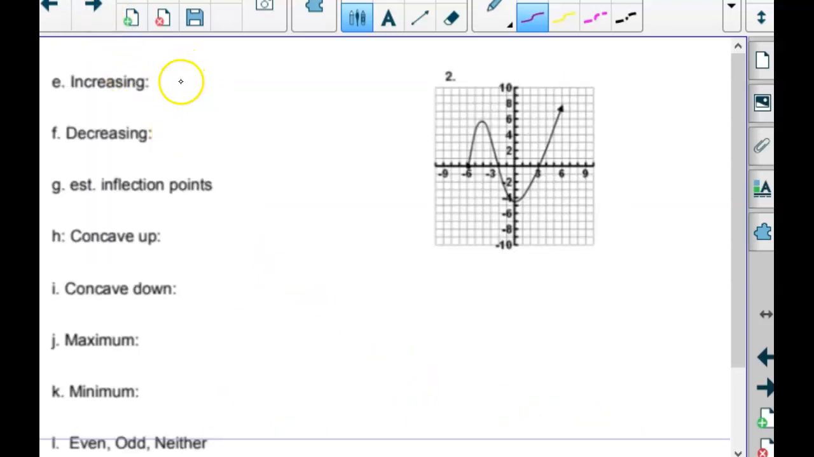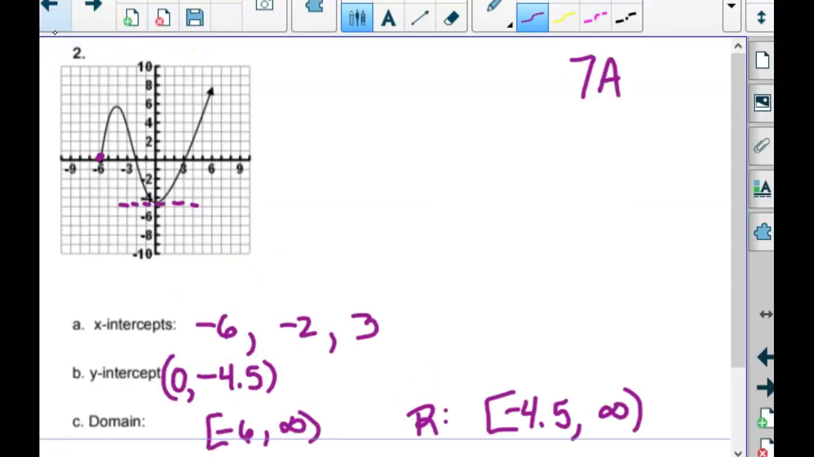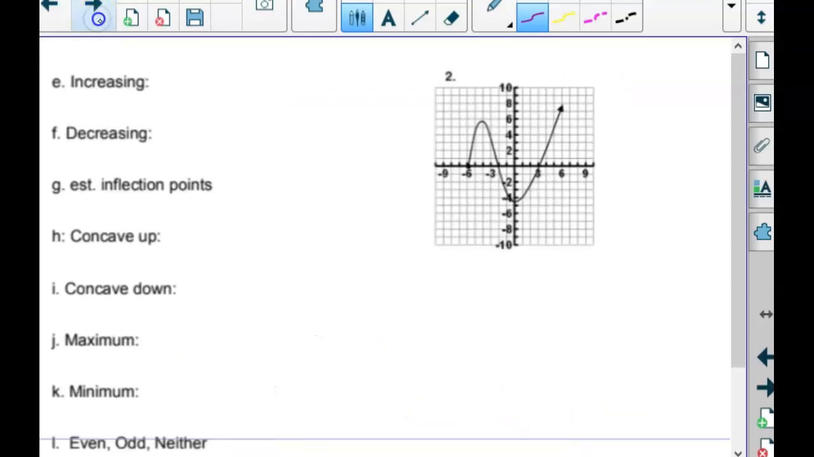Oh, I don't even have range. I cut it off somehow. All right, increasing. What do you need before you can do increasing and decreasing? The maxes and mins. I'm going to be lazy and call this -4, 6. Is that okay? Even though it's not.